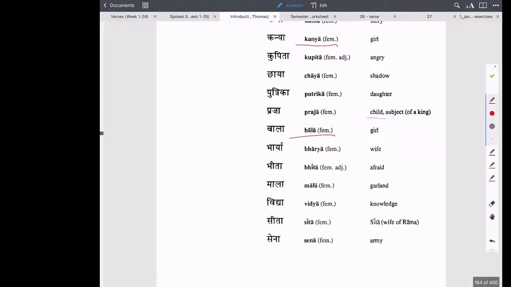Bhita, afraid. Bhita kanya. Afraid girl. Bhita bala. Okay, next one. Interesting word, useful. Mala. Garland. I'm sure you've heard of this before many times. Next one, vidya, knowledge. I'm exaggerating these long A's. You're not going to say this in long life like this. Vidya. Avidya.